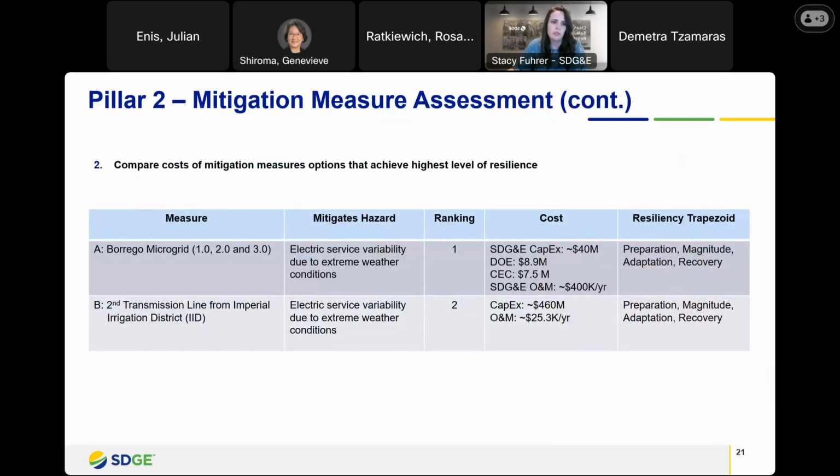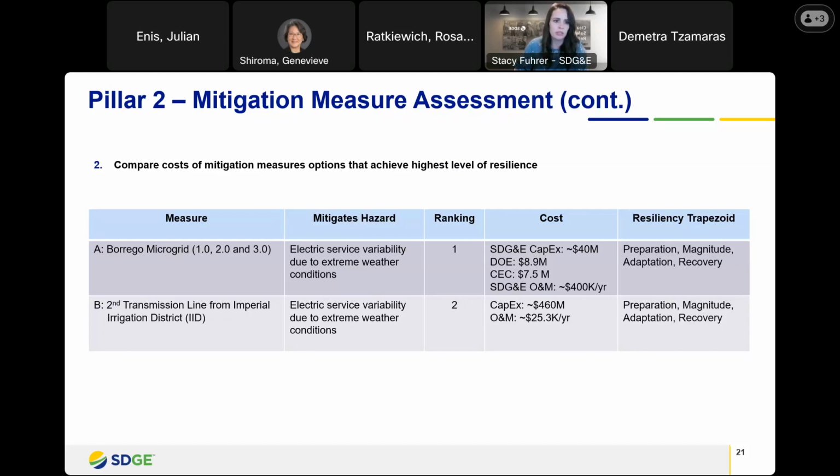Now, continuing with Pillar 2, it's important to determine what mitigation measures exist to support the resiliency need for the community. So Borrego Springs is very unique because it sits at the edge of our service territory and is served by 1 transmission line. So there's really only 2 solutions. There is the Borrego Springs microgrid, and that's A. And then there is the potential for a second transmission line, and that would be B.